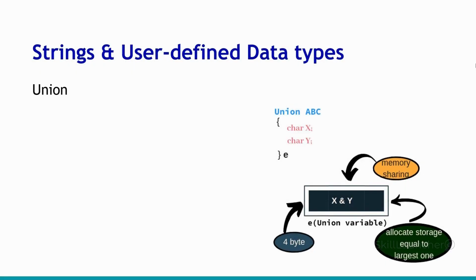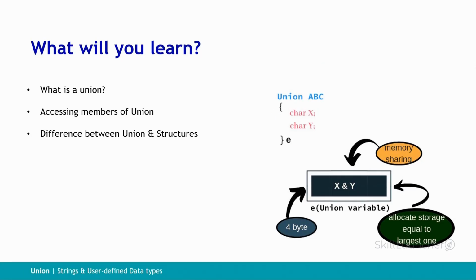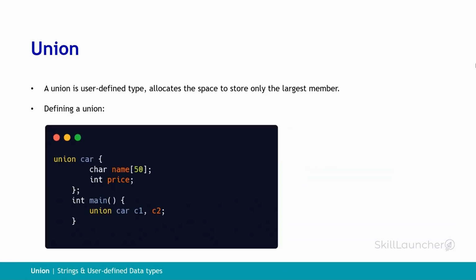Here's the next user-defined data type, that is union. In this lesson, we would be learning what is a union, accessing members of the union, and what is the exact difference between union and structures. So what is a union? A union is a user-defined data type that allocates the space to only the largest member.